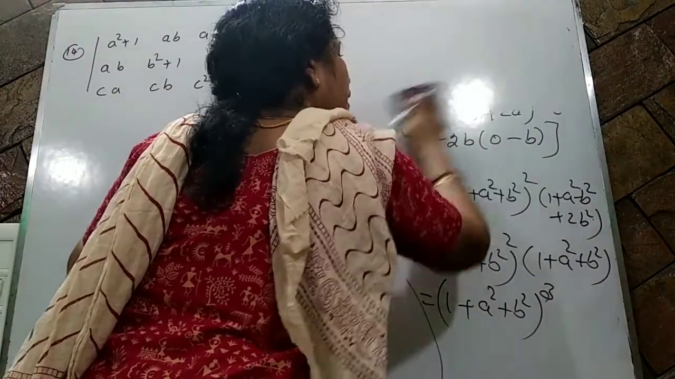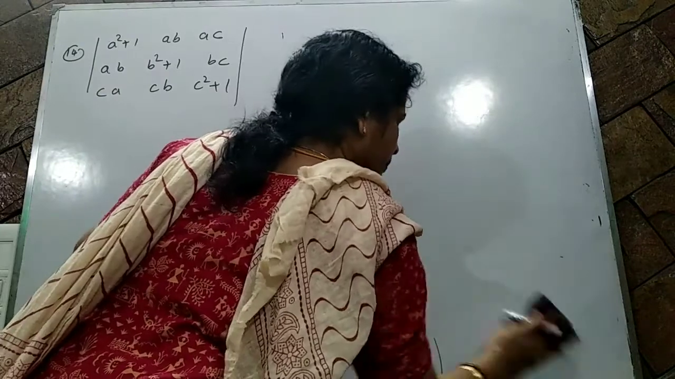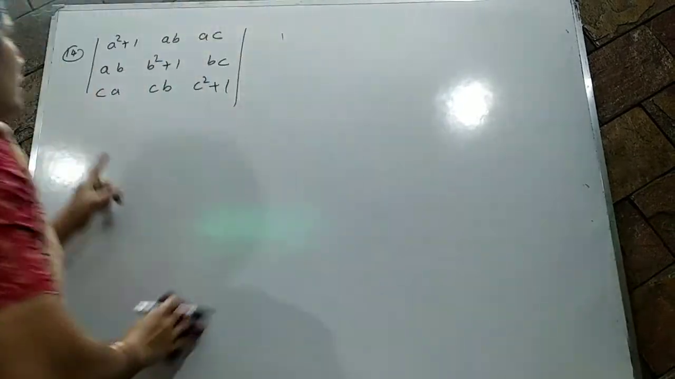Okay. Now listen better. This is another most important, repeated question. Here they are asking the result 1 plus a square plus b square plus c square. Okay, fine. They are asking this result. Now we don't want this multiplication term. So how can we see, listen.